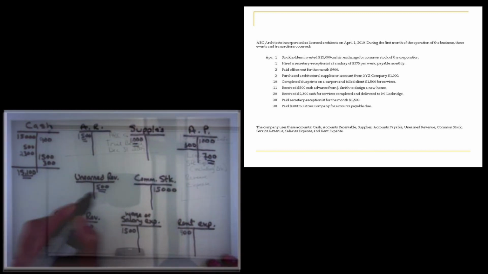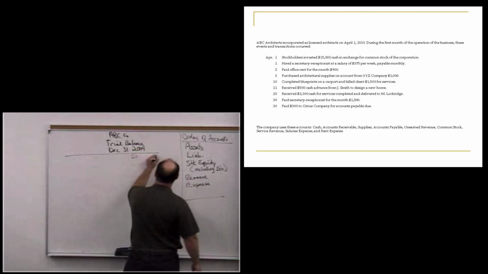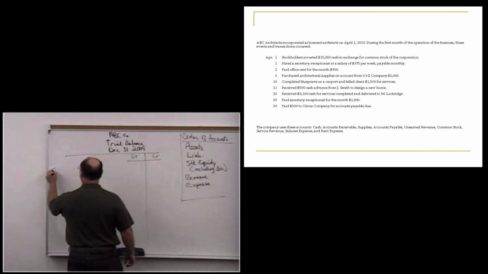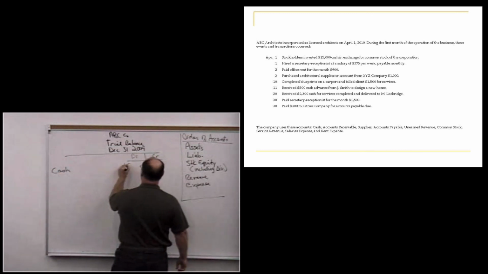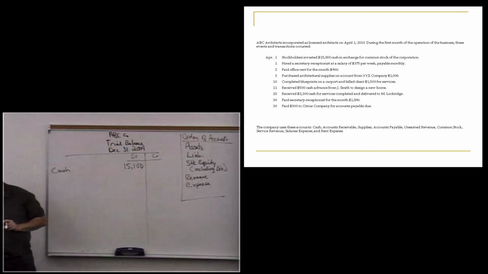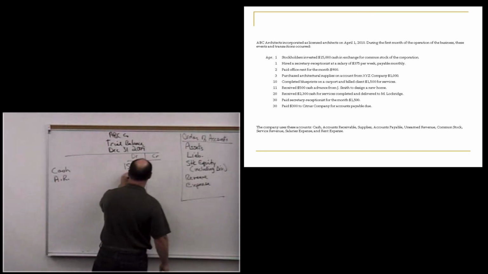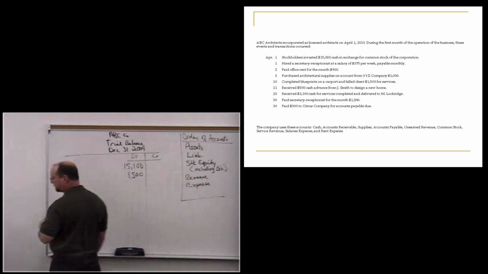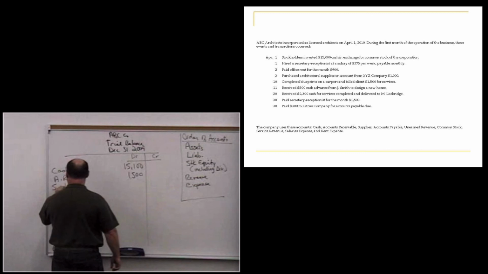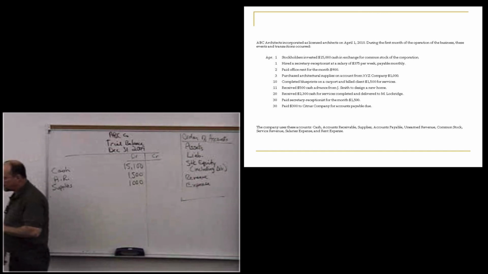So I'm going to create my trial balance. I'll put debits, credits. Here's cash. Cash is an asset, has a normal debit balance, 15,100. Accounts receivable, 1,500. Supplies, 1,000. That's it for our assets.